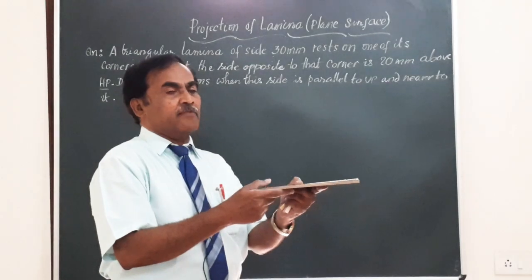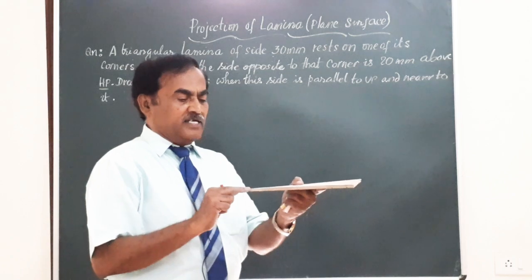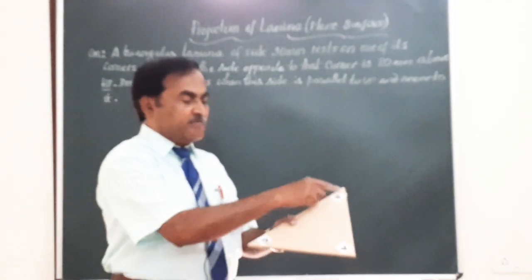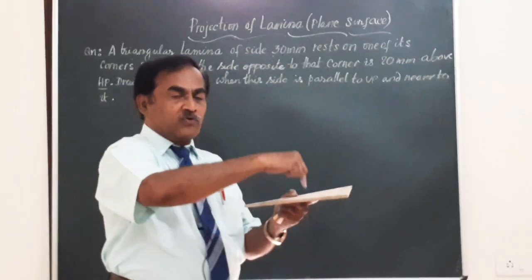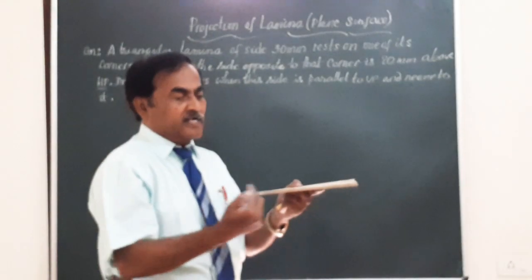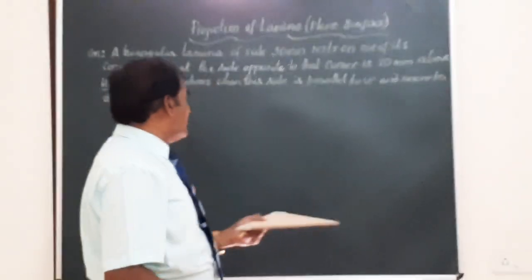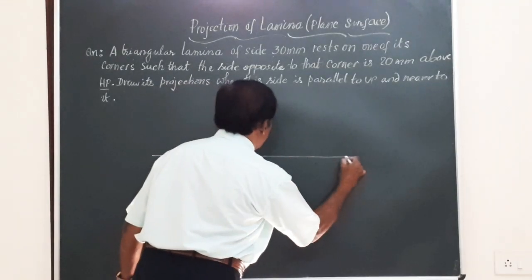So, I place the lamina on HP on its surface ABC such that the whole surface is in contact with HP and the side AB is opposite to the corner, and obtain the top view of the lamina, an equilateral triangle of side 30, and the front view you get a line of length M. So, let me start the problem by drawing this XY line, which is the line of intersection of HP and VP.